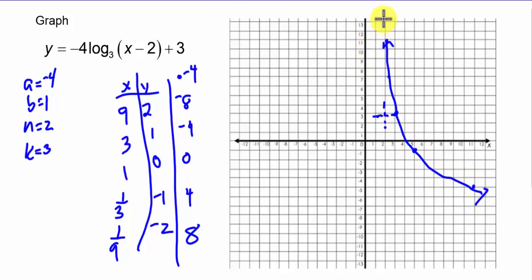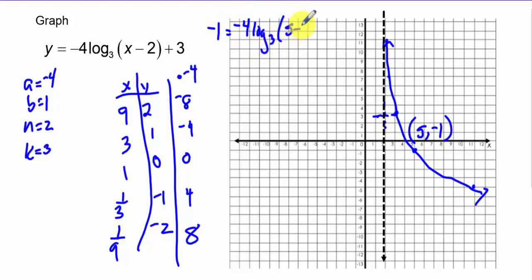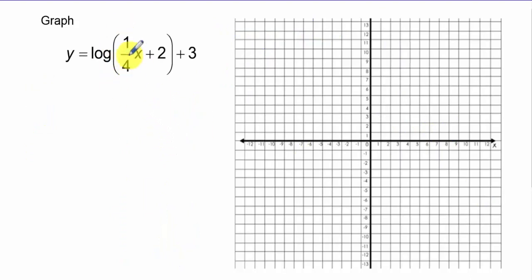And I've actually committed the cardinal sin in my previous examples. I walked away from the problem without checking. How dare I do that? Let's take a point, (5, -1). Plug it in here, make sure it works. So I got -1 equals -4 log base 3 of 5 minus 2, plus 3. This is -4 times log base 3 of 3, which is 1, plus 3. -4 plus 3 is -1. Check.